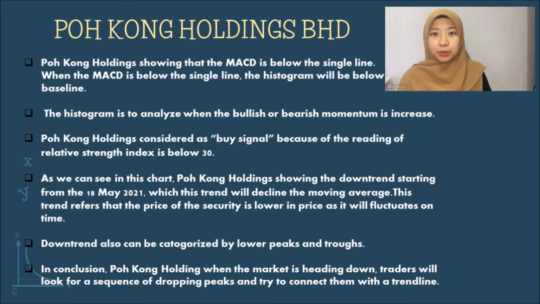This trend refers to the price of the security being lower as it fluctuates over time. A downtrend can also be categorized by lower peaks and troughs. In conclusion, for Pohkong Holdings, when the market is heading down, traders will look for a sequence of dropping peaks and try to connect them with a trend line.